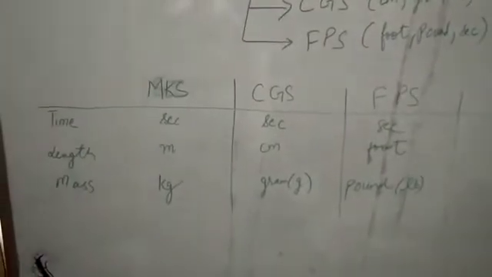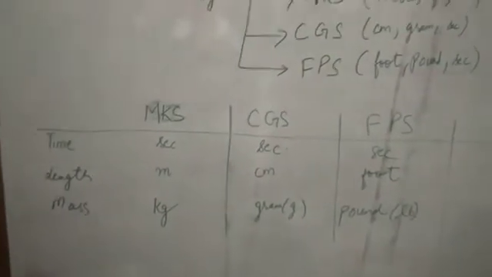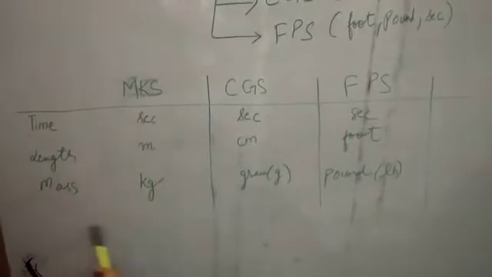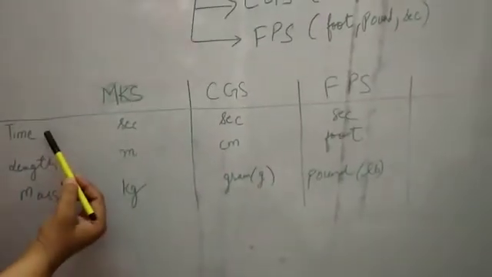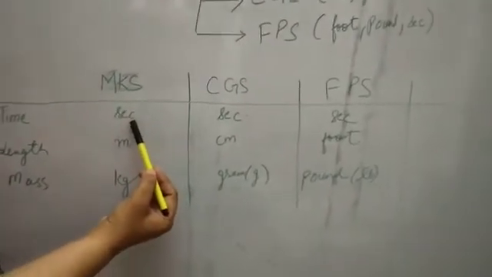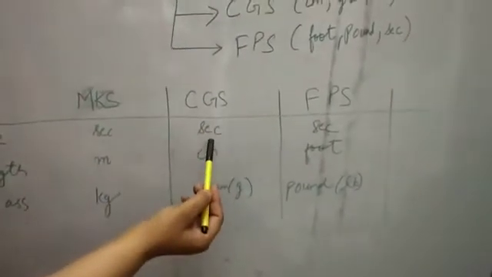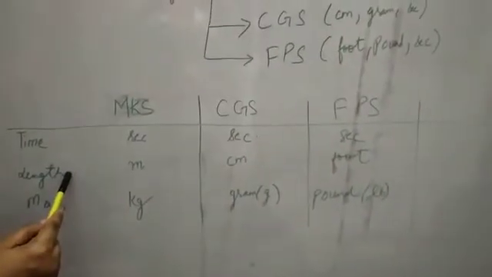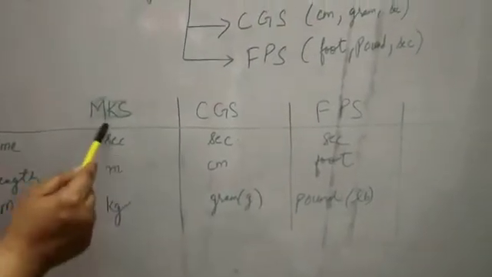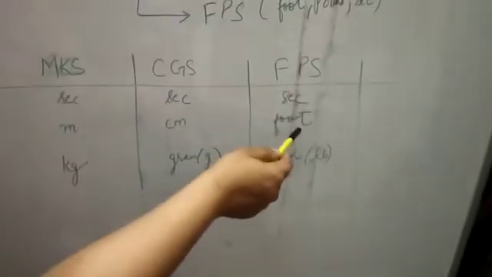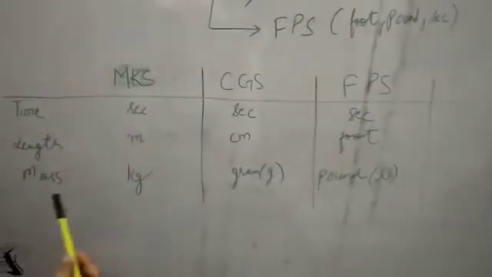Now, units of length, mass, and time in these systems are given in this table. I have made a table here. Time in case of MKS system is measured in seconds. In case of CGS again in second, and in FPS again in second. Length is measured as meter in MKS, centimeter in case of CGS, foot in case of FPS.